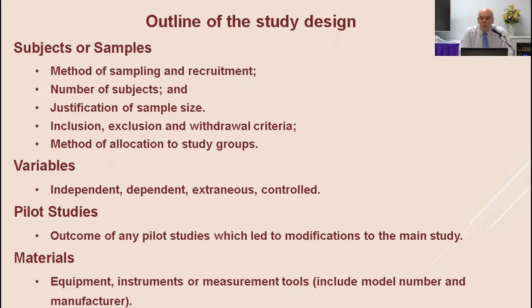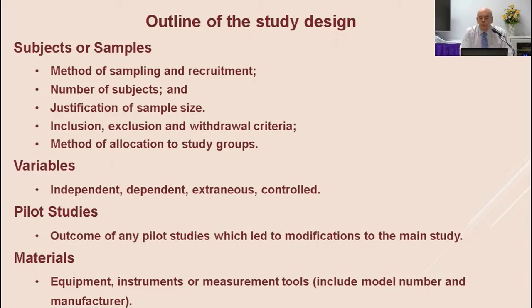You include inclusion, exclusion and withdrawal criteria for the subjects or the samples. Why did you allow them in? Why did you refuse to allow them in? And what would happen if they withdrew? And you talk about the method of allocation to study groups. You will usually have a control group and you will have other research groups, and how were the subjects or the samples distributed among those groups.